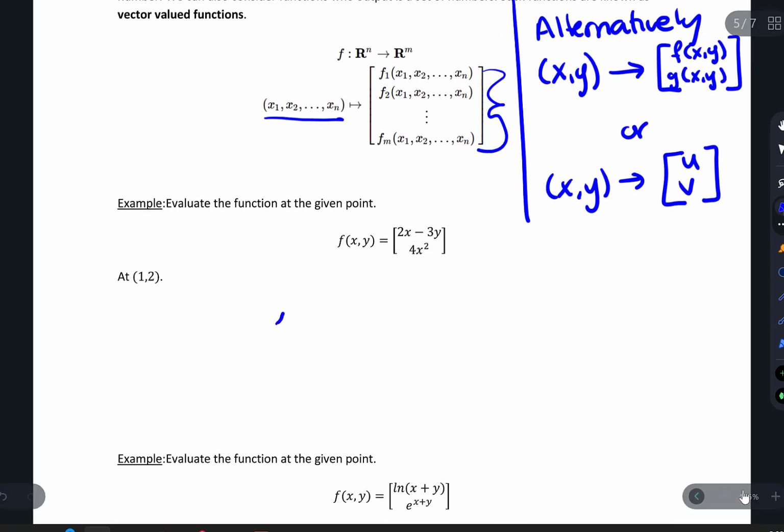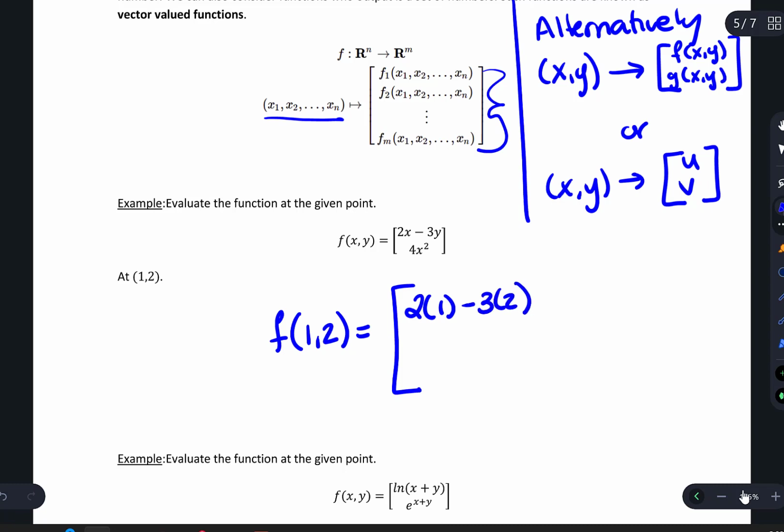So what we're going to have here is the function evaluated at 1, 2 is equal to, and our first term is going to be 2 times 1 minus 3 times 2, and then the second term is going to be 4 times 1 squared. And so we get negative 4 and 4.